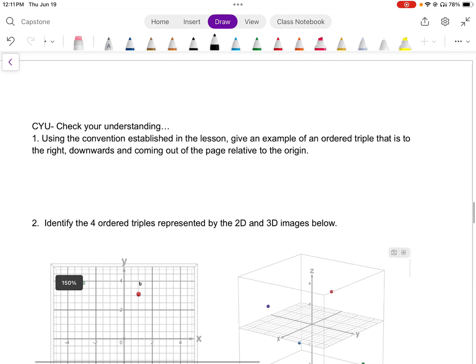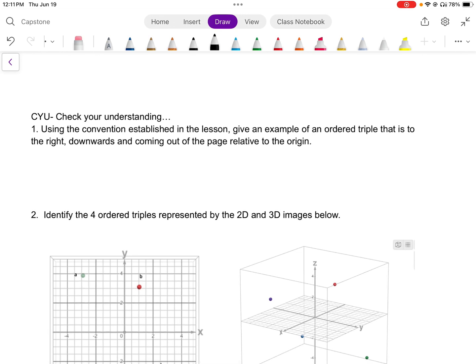Okay, and we're off. Question 1: using the convention established in the lesson, give an example of an ordered triple that is to the right, downwards, and coming out of the page relative to the origin. Okay, so let's break this down. To the right, that's y. Is y going to be greater than 0 or less than 0? It's going to be greater than 0 because it's to the right. Downwards: are we talking about x or z? We're talking about z. Is z going to be greater than 0, meaning positive, or less than 0, meaning negative? It's going to be less than 0.